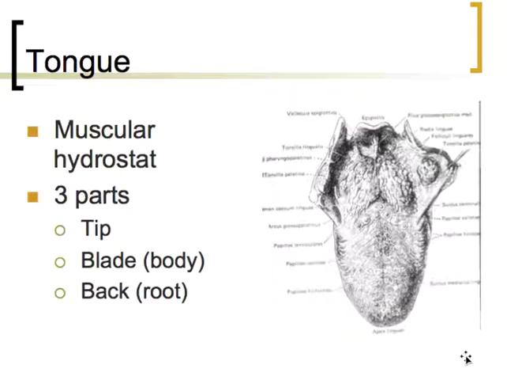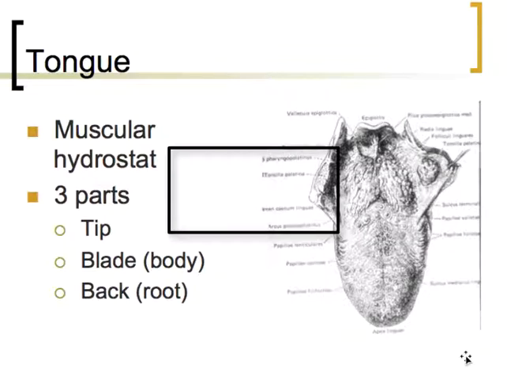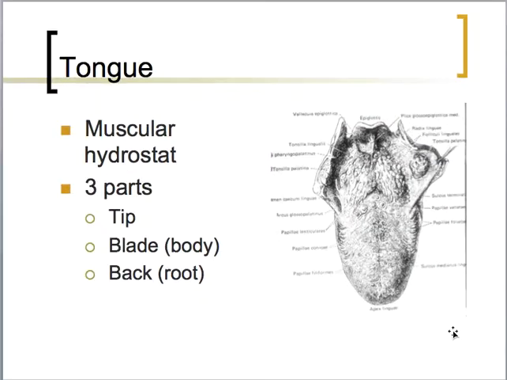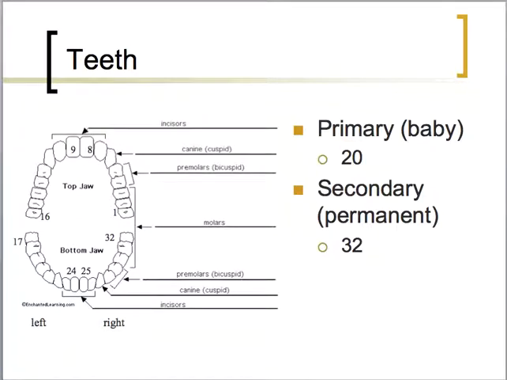The tongue is a muscular hydrostat, which means it has constant volume, so changes in length will affect width. There are three parts of the tongue: the tip, the blade, which is this body here, and the back, or the base of tongue, or the root of the tongue. For swallowing, this part of the tongue is more important in the oral phase, and this part is very important in the pharyngeal phase.